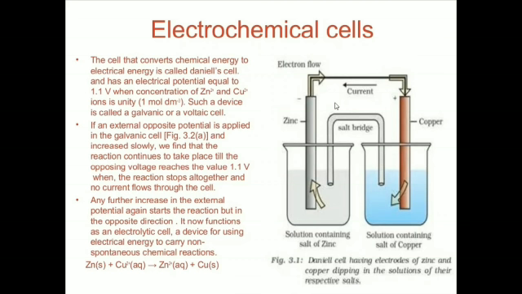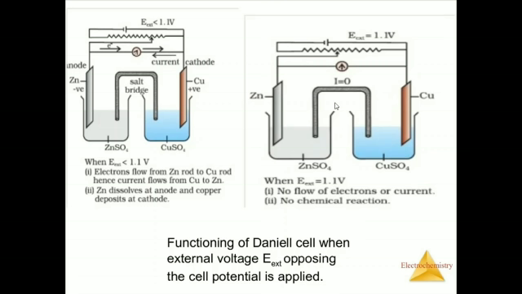For example, in this Daniell cell, zinc sulfate solution is taken and copper sulfate, and zinc and copper electrodes are taken here. Zinc and Cu2 plus ion when reacted, zinc 2 plus ion and copper are formed here. That means zinc is oxidized and copper is reduced. And the same reaction, how the work is done here, that is given.